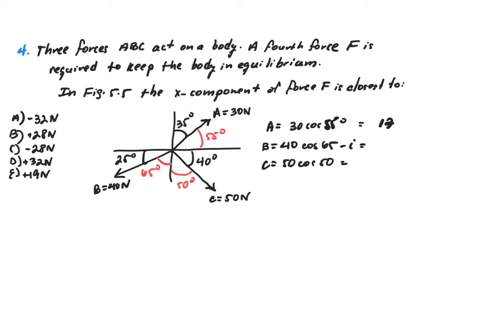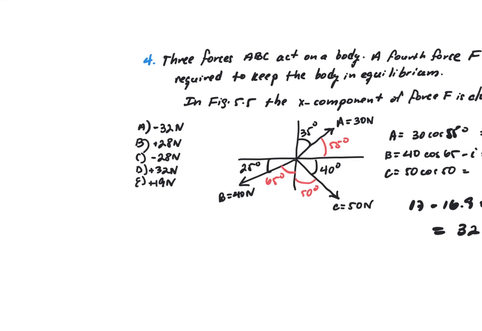17. 40 cosine of 65 is minus 16.9. And 50 cosine of 50 is 32.14. So when we add all of these values, we have 17 minus 16.9 plus 32.14, so 32 newtons. So that is our answer. So it's 32 newtons, so it corresponds to letter D.